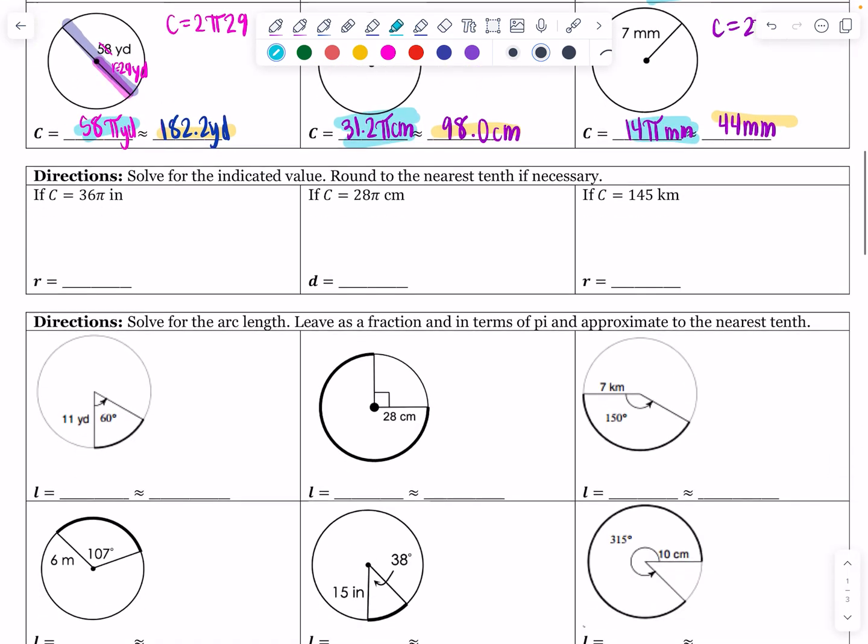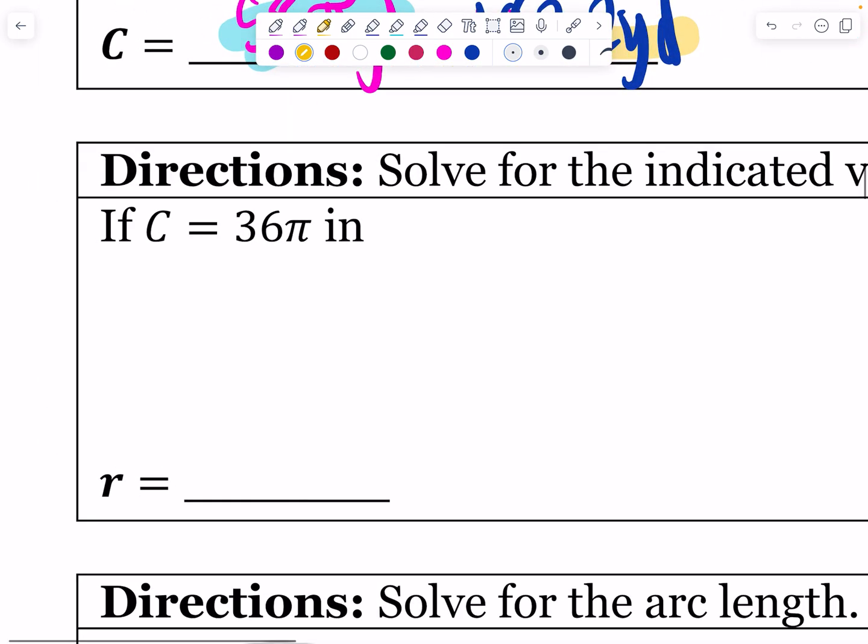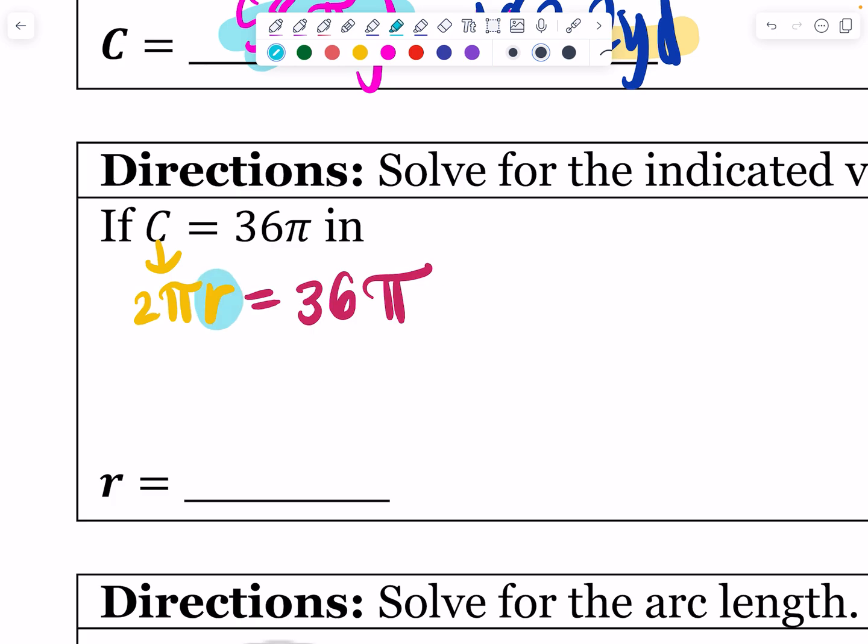All right, so now we're going to solve for the indicated value. This says that the circumference of a circle, round to the nearest tenth if necessary, is equal to 36 pi inches squared. Well, what do I know that circumference is equal to? What can I fill in for my formula? I can fill in 2 pi r. I know that circumference equals 2 pi r, so I can set that equal to 36 pi. And we want to solve for our radius. So what I can do is divide both sides by 2 pi.